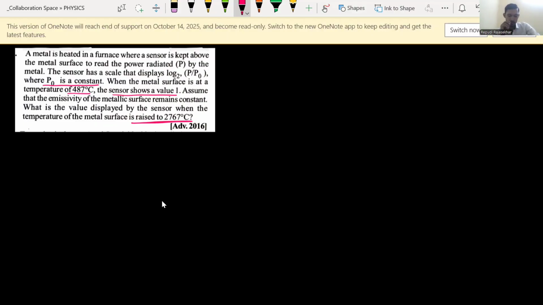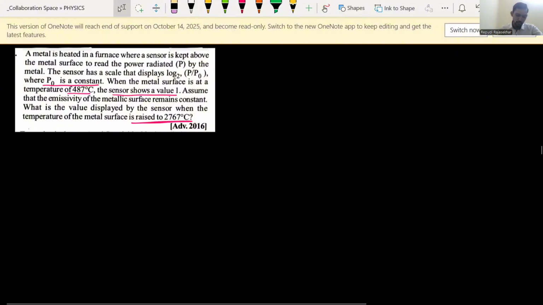So you need to get an idea of how to analyze the question. As per the question, P naught is a constant. It's a radiation process, which we understood after seeing this. This is not a conduction question, right? It's very clear. Emissivity is mentioned in the last line, and here also emissivity is mentioned. That means no doubt it should be a radiation process.